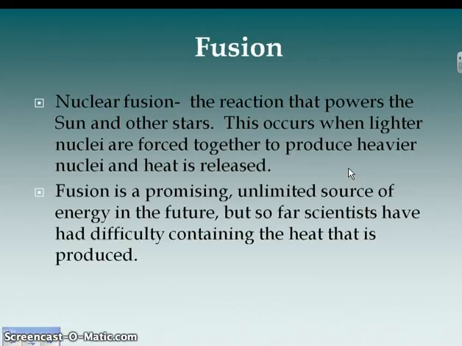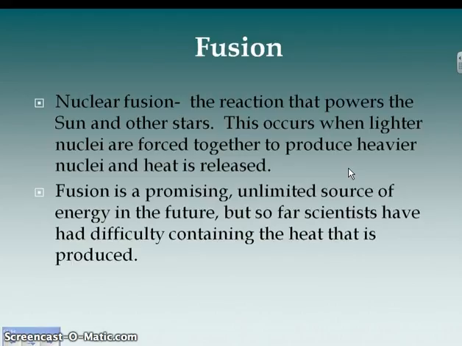Last thing to talk about, something called nuclear fusion. This is different from fission. Fusion is what happens in the stars, in the sun, and that occurs when lighter nuclei are forced together to produce heavier nuclei and heat's released. Okay, so if we take two atoms and we bond them together, we fuse them together, and we release heat, that's fusion.